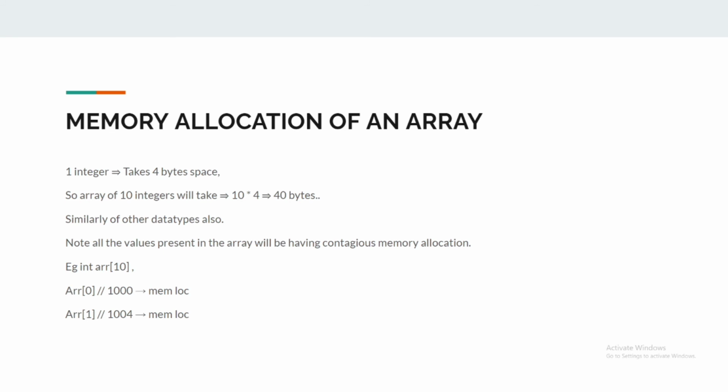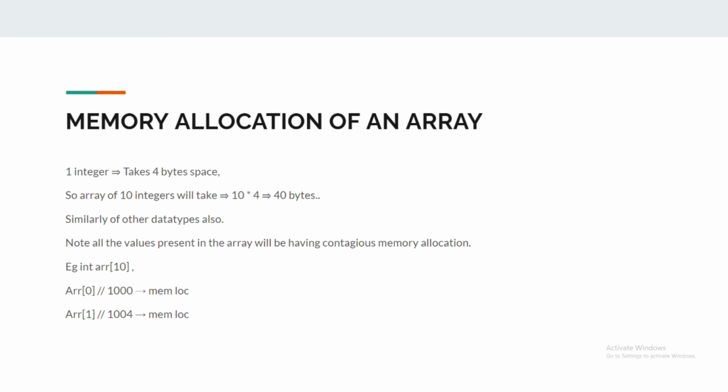Now, if I talk about memory allocation of an array, you know an integer takes 4 bytes, right? Similarly, an array that is storing 10 integers will take 10 into 4, that is 40 bytes. If the array is of characters, not integers, then let's say one character takes 1 byte. So an array of 10 characters will take 10 into 1, that is 10 bytes of data, and similarly for all the other data types also. So basically it depends on which type of array we have, whether it's an integer type, a character type or a float type. Depending on that, the size of the array is defined.